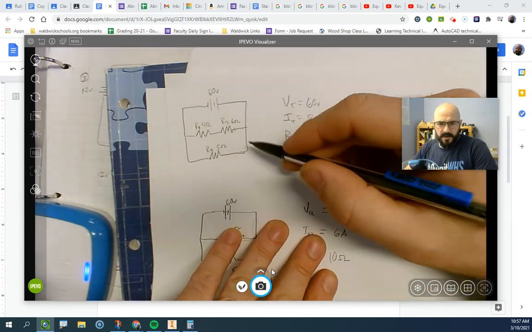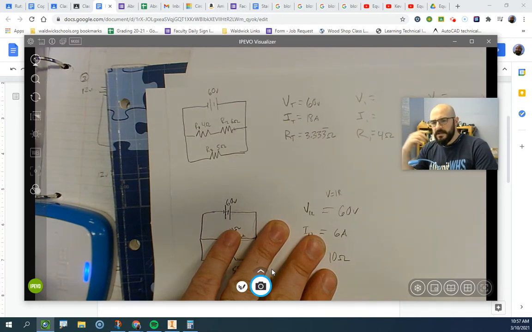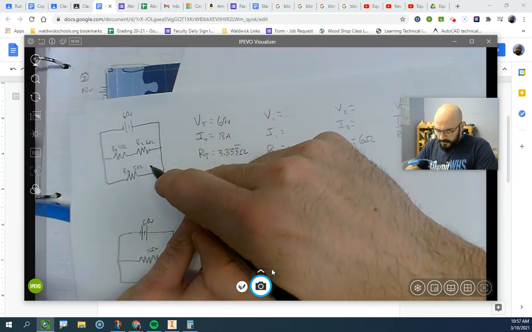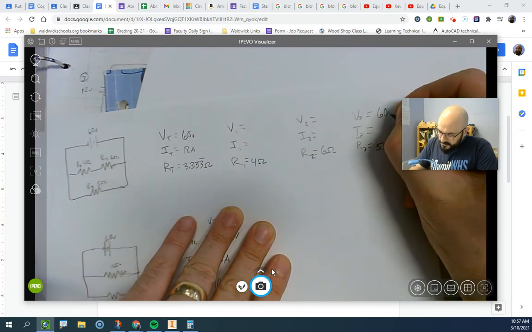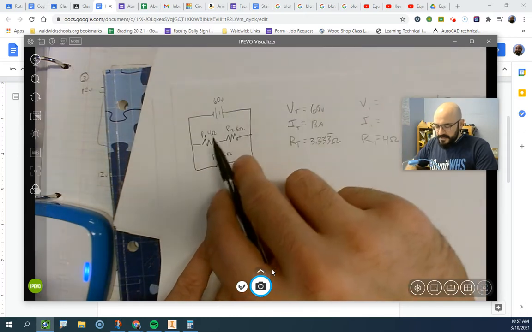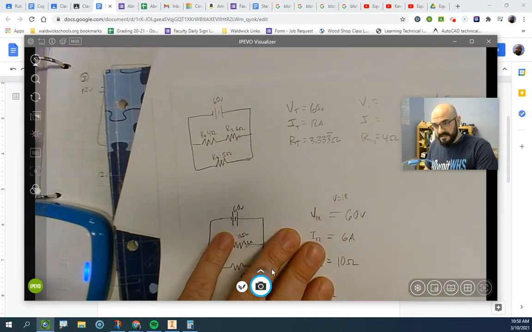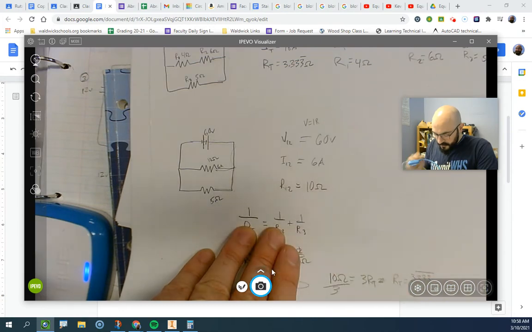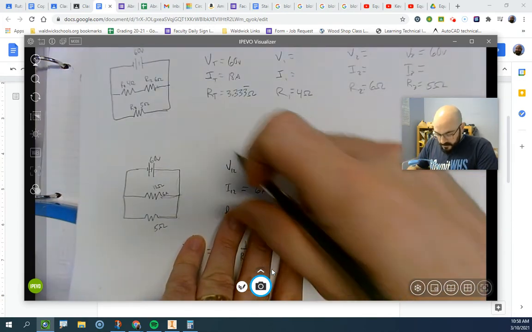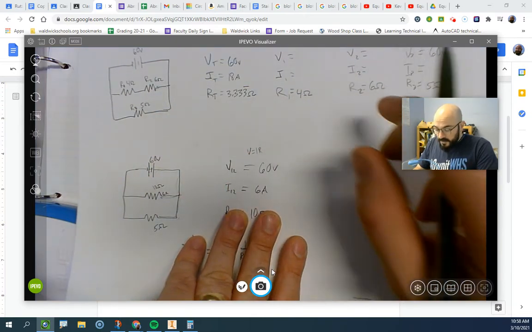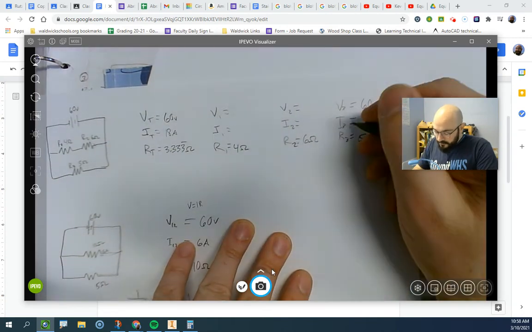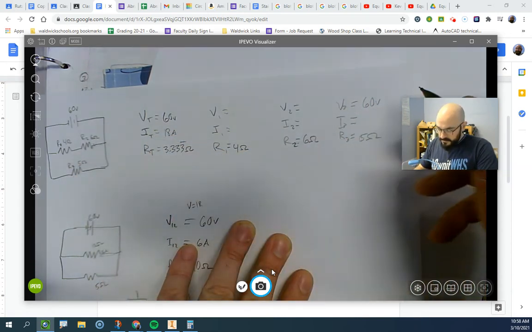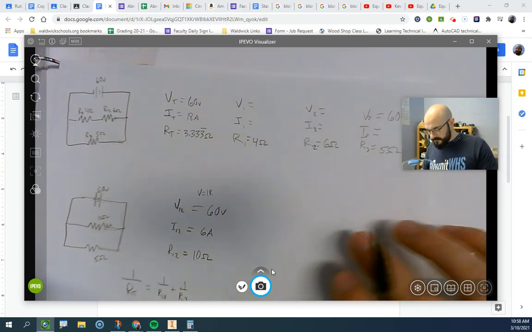Now, both of these lines are in parallel. So what does that mean? The voltage is the same. So we just define that right here. V3 is going to be 60 volts. Now, these two are in series with a voltage of 60 volts. They're going to share those 60 volts. But we can figure out current. So if we figure out the current of I3, the current adds up together. So let's find the current of I3, and then we'll be able to make our way through.